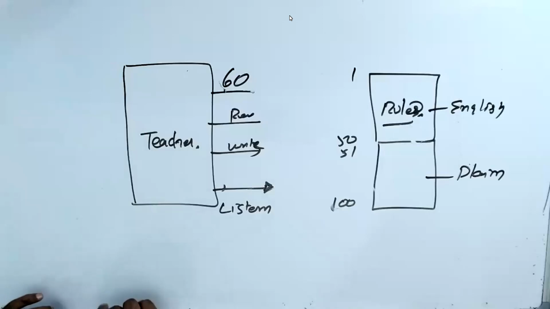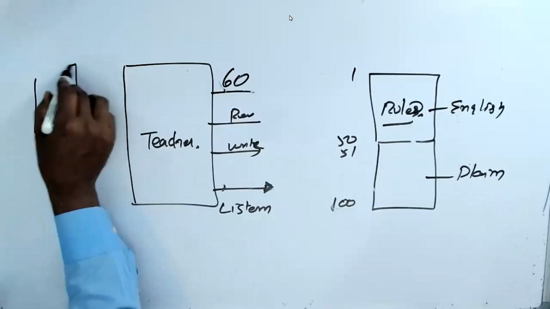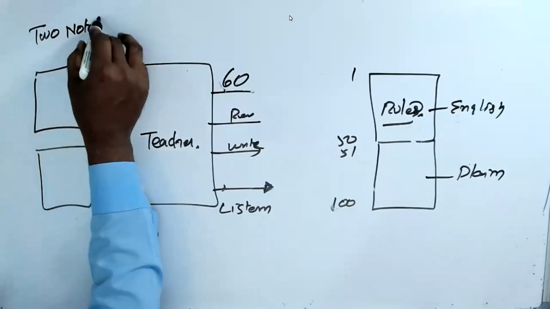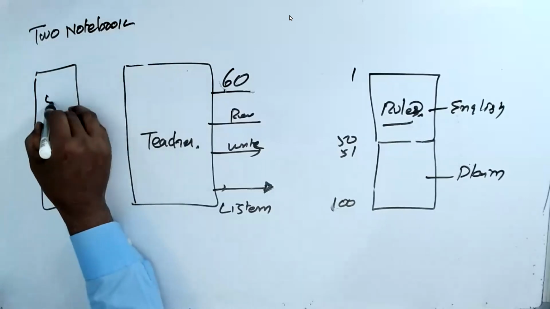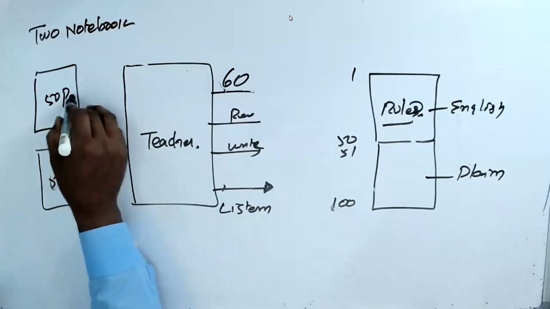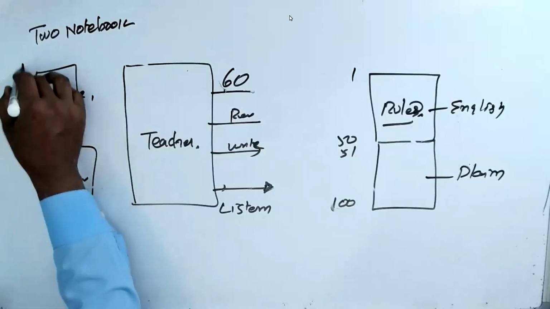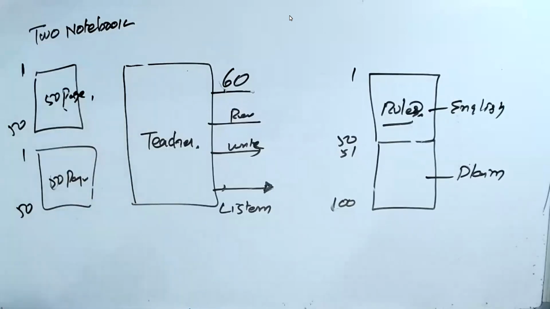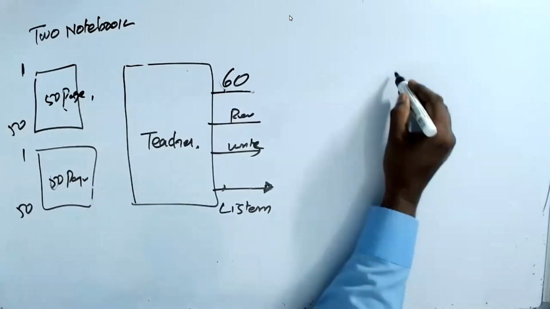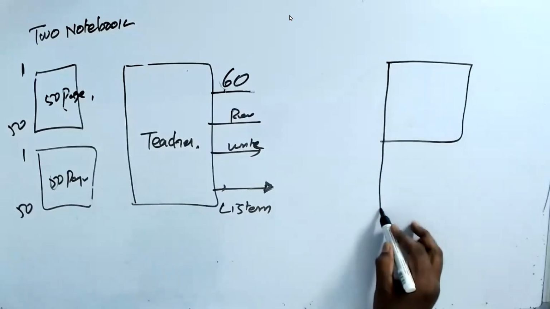Now it's a trick. Your father went to the market, to the bookstore. They said they don't have a book like this. So your father did a very good thing. Your father bought 2 notebooks. This is a 50-page notebook, and this is a 50-page notebook. Understand? Both are 50 pages. This is 1 to 50, and this is 1 to 50. But what your father did was he stitched both together.